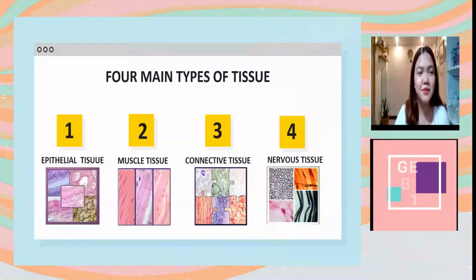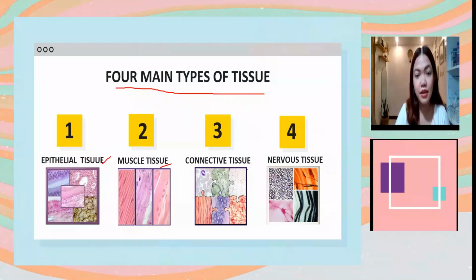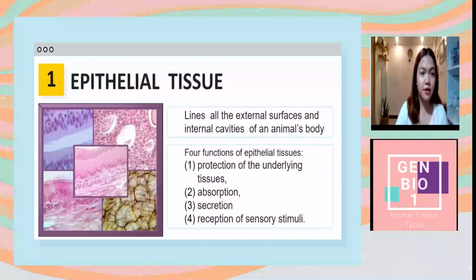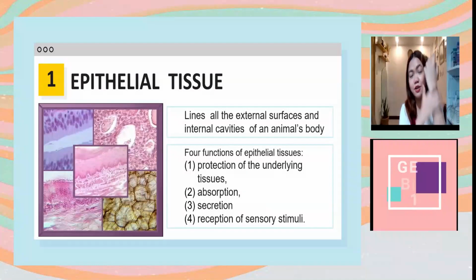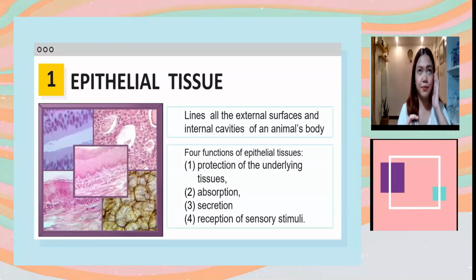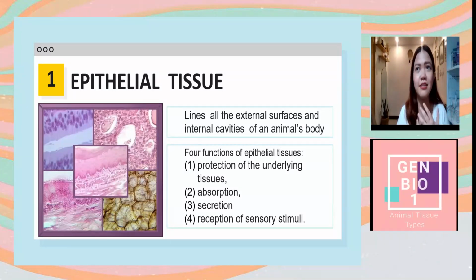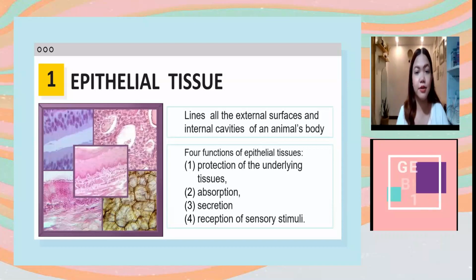Okay? So, punta na tayo dito sa forming types of tissue. We have your epithelial tissue, muscle tissue, connective tissue, and nervous tissue. Start tayo sa epithelial tissue. So, basically, these are the tissue or the cells that line the external surfaces like your epidermis or your skin, and internal cavities. Ibig sabihin, it could be the cavities inside your body, so that's internal cavities, and also lines your internal organs.